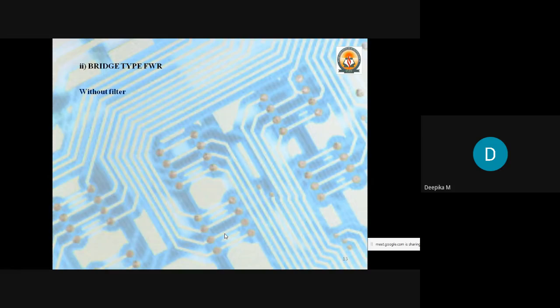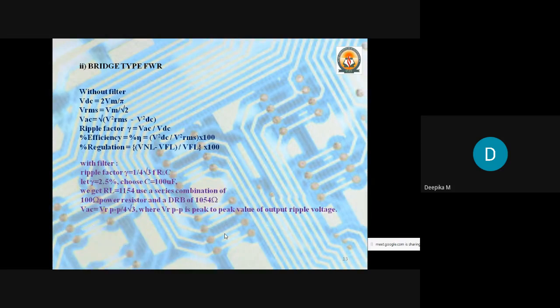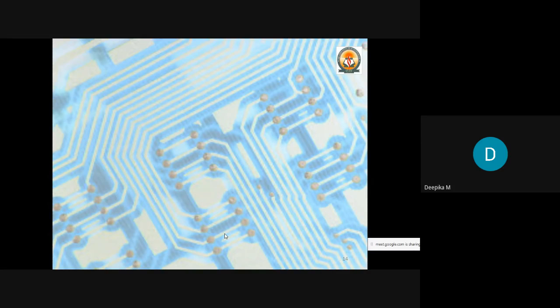Next, coming to the formulas or calculations with respect to the bridge type rectifier. Again, for without filter, the formulas all remain the same, that is for ripple factor, efficiency, and regulation. Here also for with filter the formulas remain the same. The thing is that you have to calculate the peak to peak value with the filter. Okay, so this is nothing but the bridge type rectifier. This completes one experiment in cycle 1, and in the next video I'll show how to conduct the bridge wave rectifier experiment.